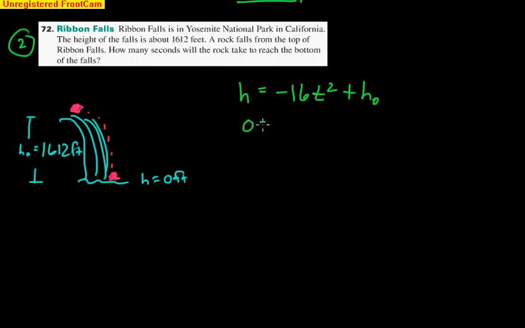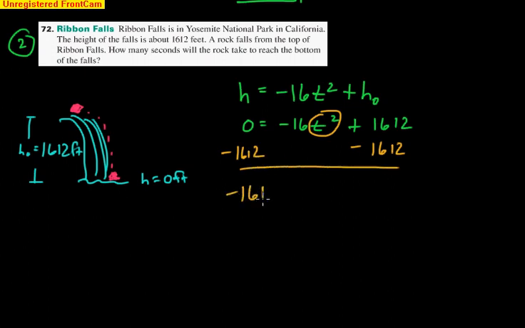H is 0. -16t squared. T is t because we want to find how many seconds. That's the unknown. And our h sub 0 is 1,612. And now our goal is to get t squared alone. We are going to subtract 1,612 from both sides. That gives me -1,612 equals -16t squared. Again, get t squared by itself. Divide by -16. Divide by -16.